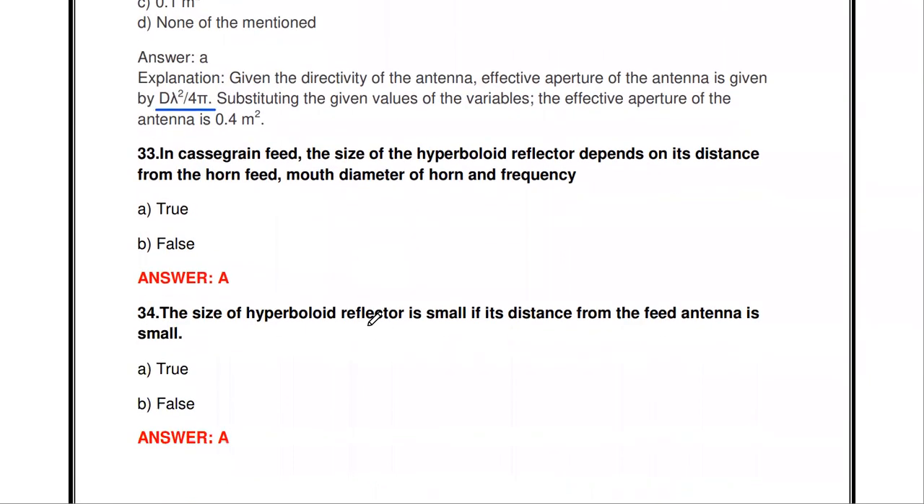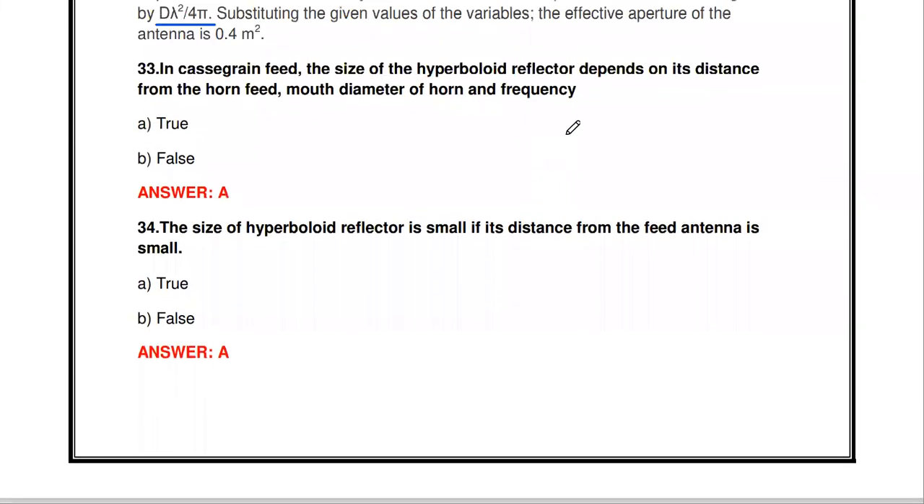Then the next one, in the Cassegrain feed, the size of the hyperbolic reflector depends on its distance from the horn feed, mouth diameter of horn and frequency. It's true only. Then, the size of the hyperbolic reflector is small if its distance from the feed antenna is small. That is also true.